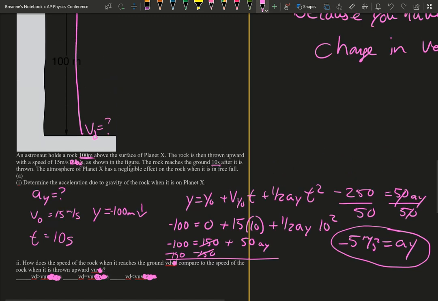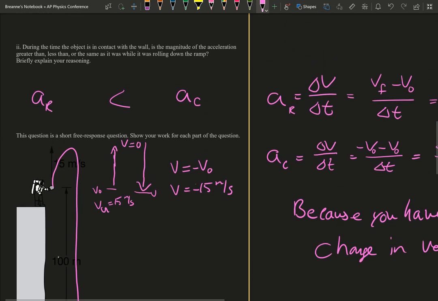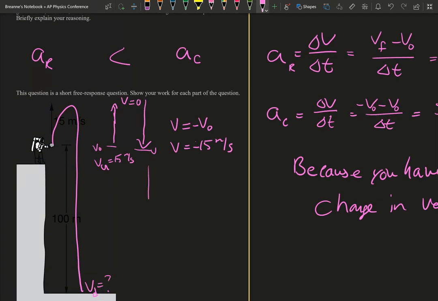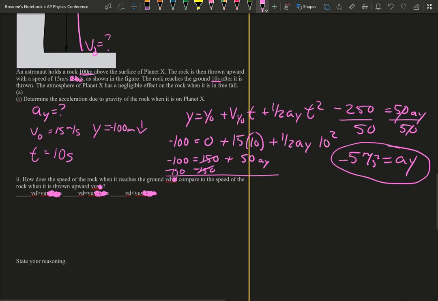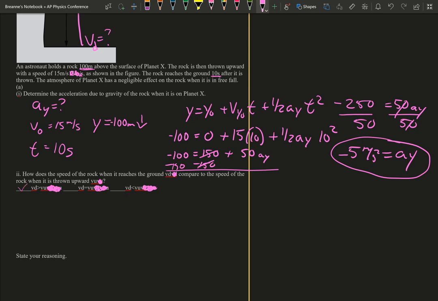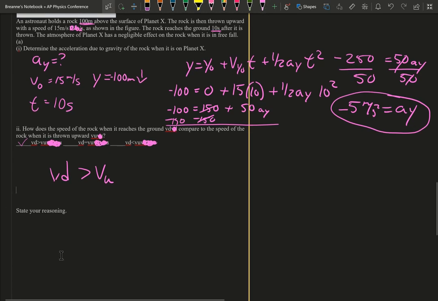So you're just comparing. So we've already stated that it'll go up to 0, and then it'll be 15 here. If gravity is still pulling it down, it's still going to be increasing as it's falling. So your VD should be greater than your VU. And the reasoning is basically that.